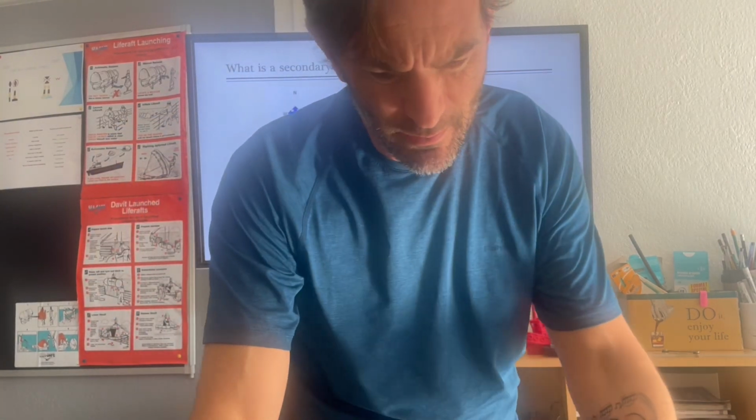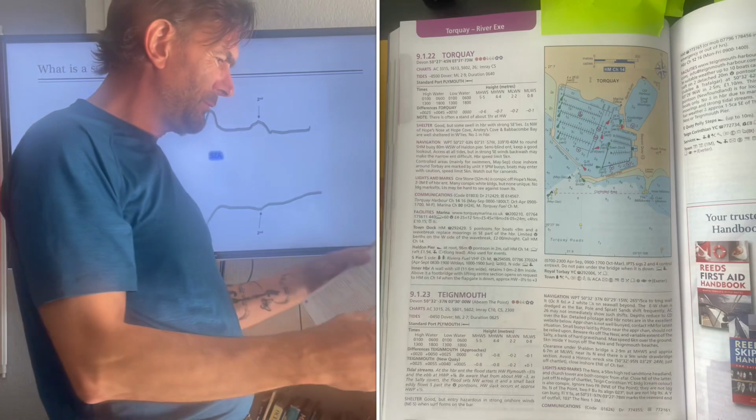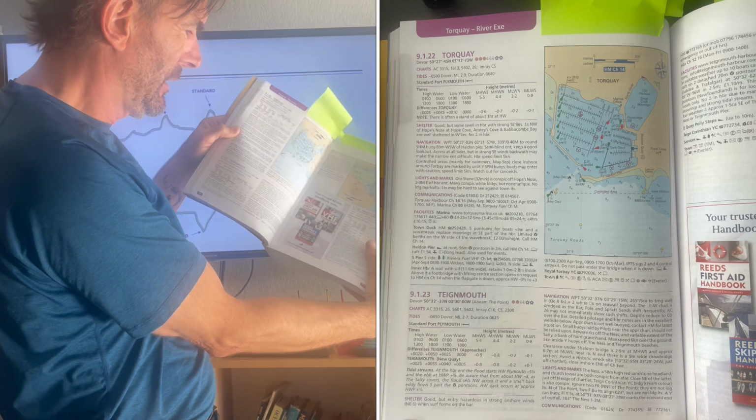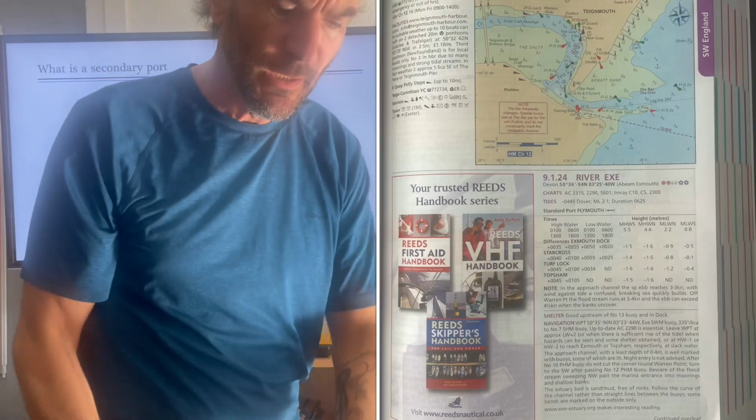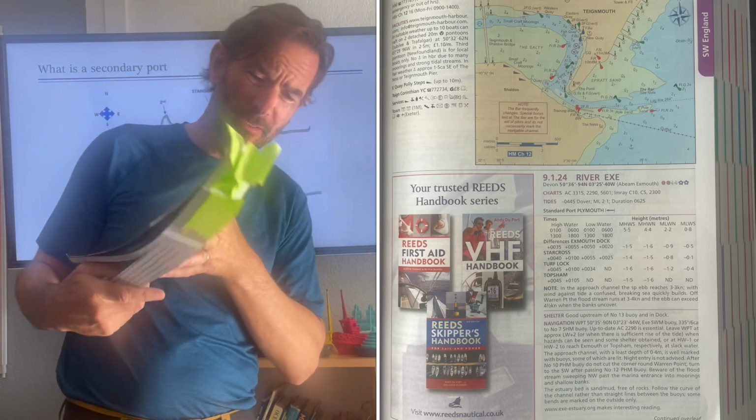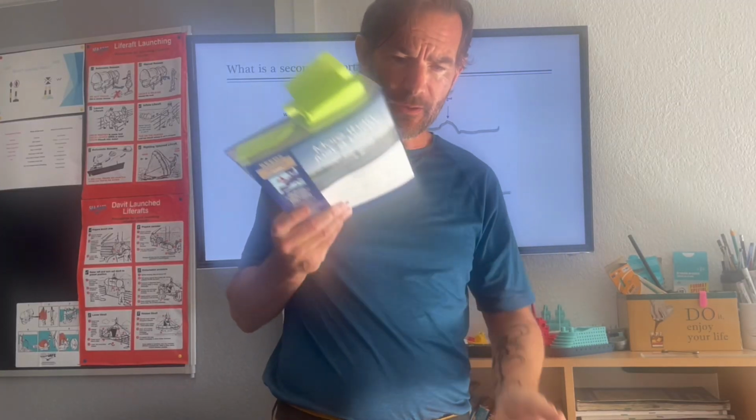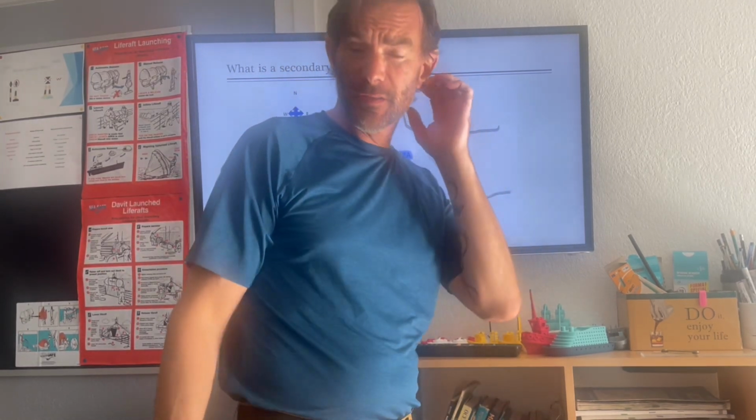For example, in that neck of the woods, we've got lots of other little ports nearby. We've got Torquay further around the corner, Tidal, the River Exe there. So these are all secondary ports, and if we included the full tidal information for every small port, the Almanac, which as you can see is pretty big, would be so big that it'd sink the boat.